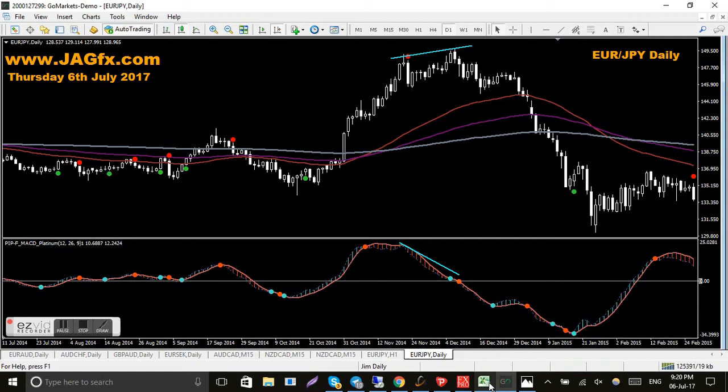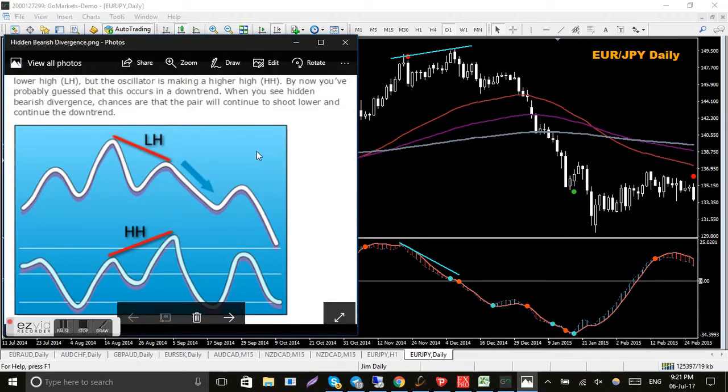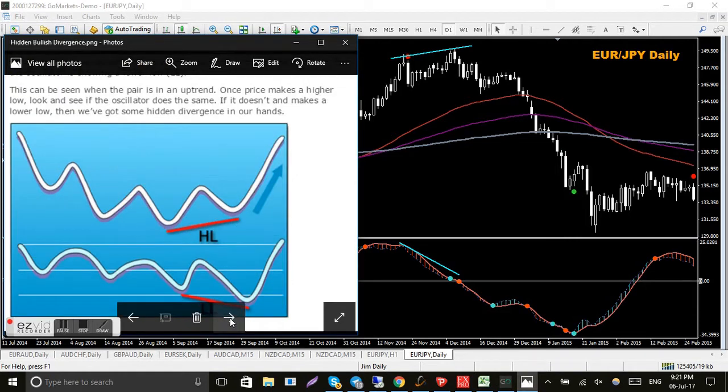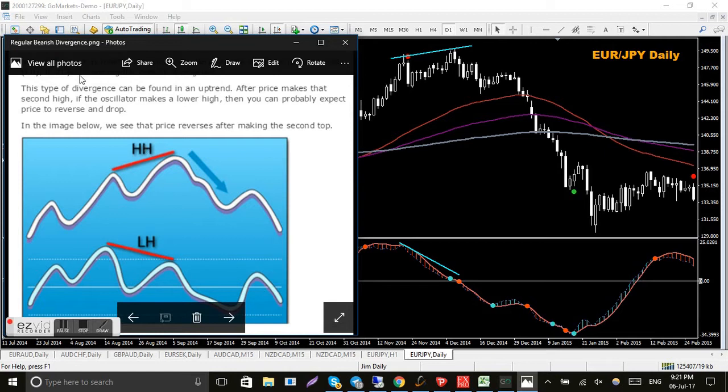Now all I do is I have my little cheat sheet here. If you want to just do that, this is what I do. I just have my four diagrams here, so I just look for the one in the chart. I know what it is, I don't have to really look. So it's regular bearish divergence, and I can read about it here. I can just confirm, yes, there we go. We've got a high on price and a lower high on the MACD platinum. So that's confirmed, that's regular bearish divergence.